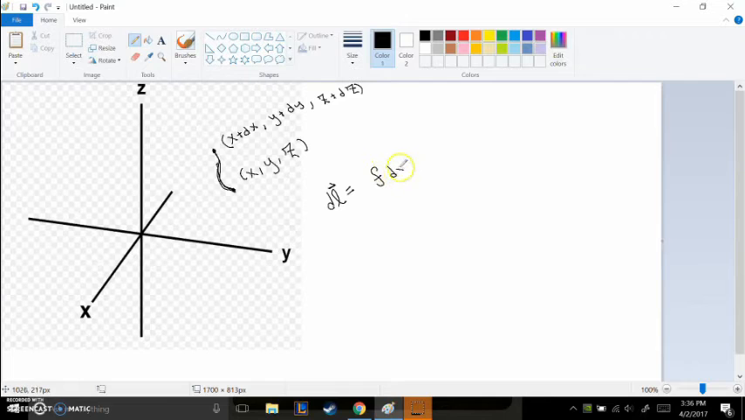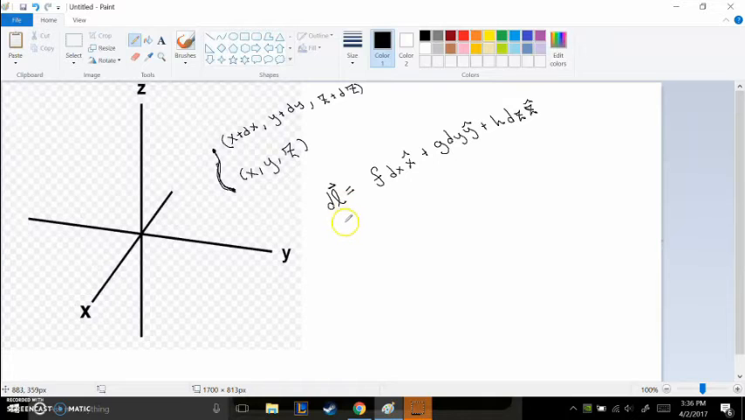times the change in x in that x direction plus some value times the change in y in the y direction plus some value times the change in the z direction. So some value multiplied by the change in the z direction multiplied by the unit vector to let us know that this is in terms of unit vectors.